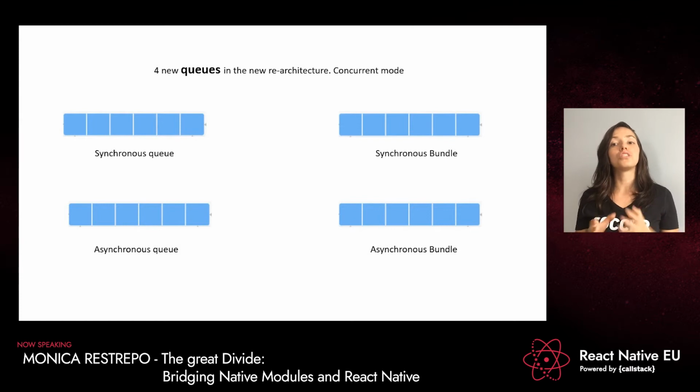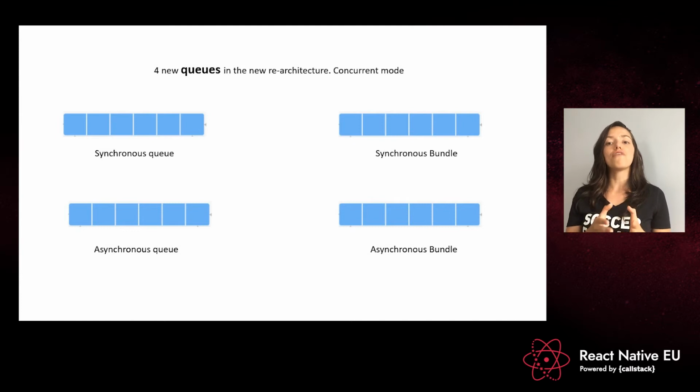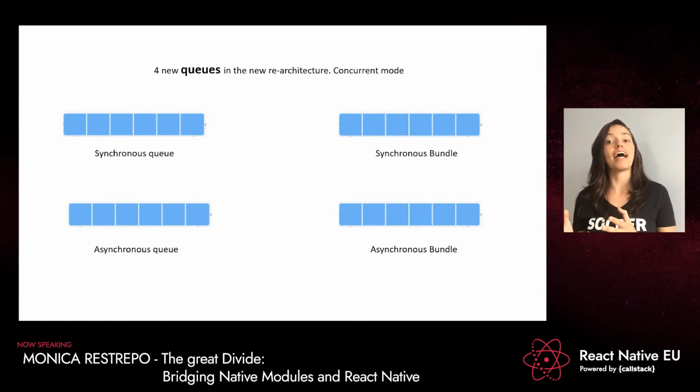Something important to note here is that the new re-architecture will have 4 queues that allow for React to prioritize tasks as they are happening. So we will have the synchronous queue, the synchronous bundle, the asynchronous queue, and the asynchronous bundle, which kind of compose what the concurrent mode is. Depending on what type of module we are using and whether we want to load it eagerly or lazily, we will dispatch that module on the respective queue. The bridge class allows us to do this.